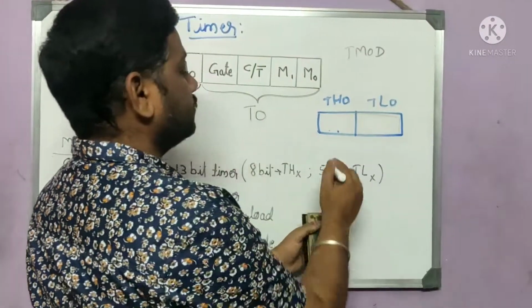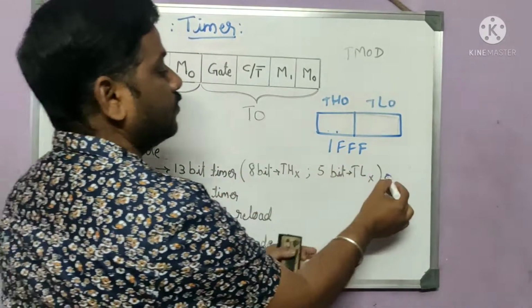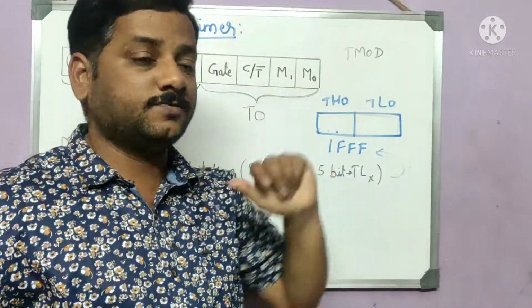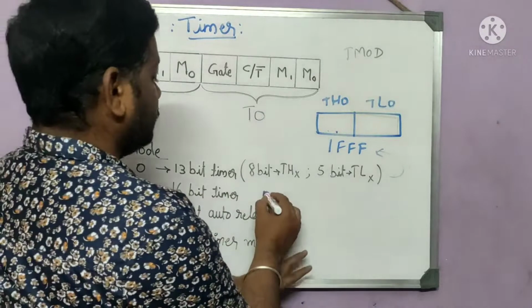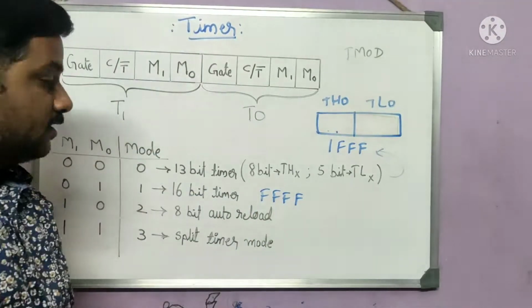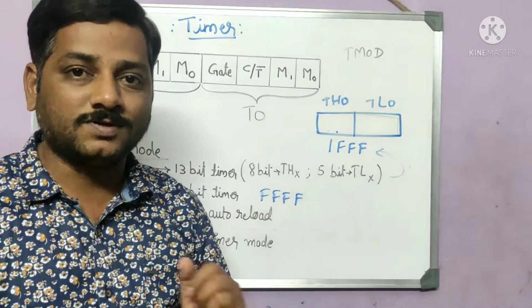We can count it up to 1FFF. If you go for mode 0, you can count it up to 1FFF. That is the maximum count if you go for mode 0. If you go for mode 1, the maximum count will be FFFF. So compared to mode 0, mode 1 is better because we can have more counts there.